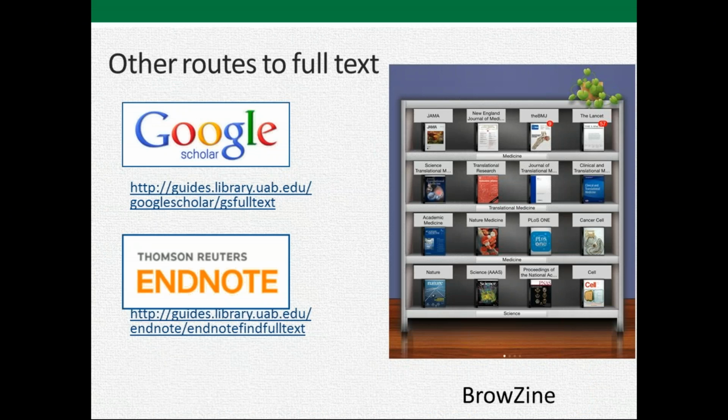Other routes to full text include, again, Google Scholar. I have the link on the slide to the guide for using Google Scholar. If you go to that guide, it'll tell you how to set it up to link to full text that we subscribe to on your behalf. So you can use that to get to full text. EndNote has a feature that you can set up to find full text and add PDFs to your libraries. And Browzine is an app that's available to download PDFs from journals that you're mostly interested in.